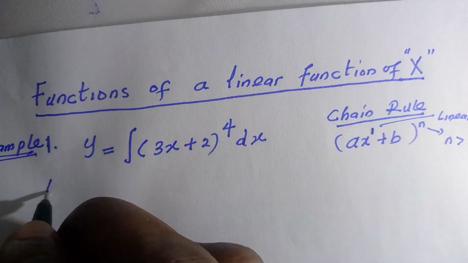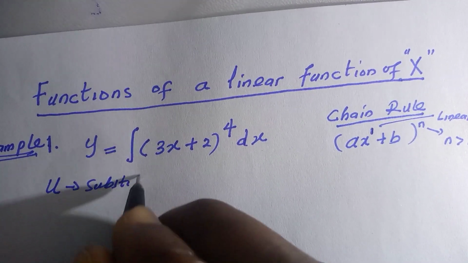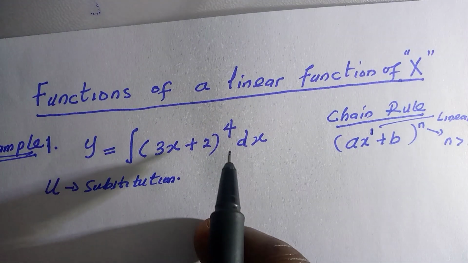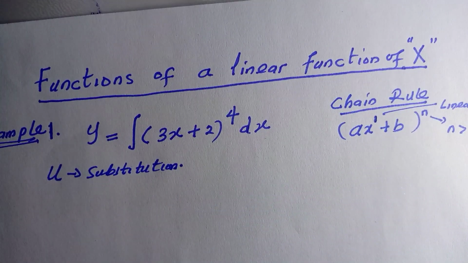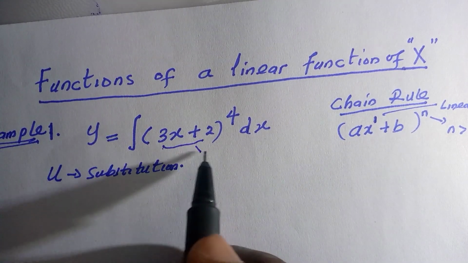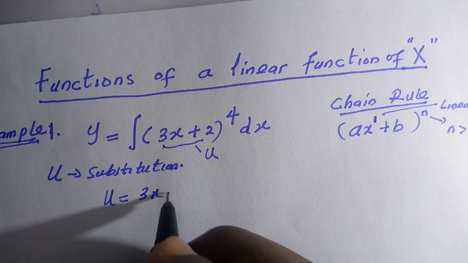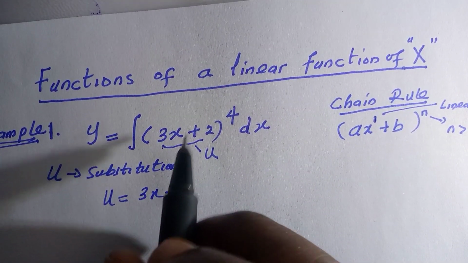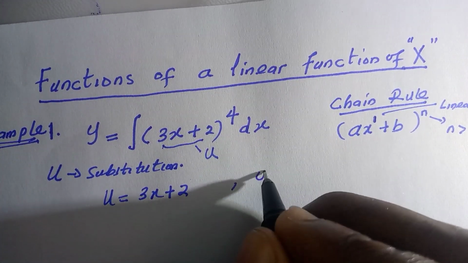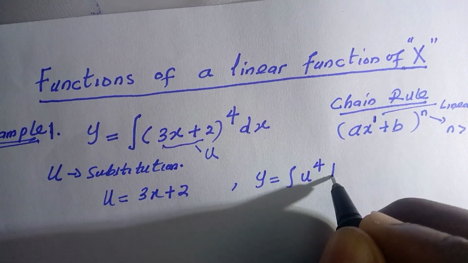What I call the U substitution is that we are going to let the entire bracket be the value of u. So by letting this 3x plus 2 be u, we have u equals 3x plus 2, and y becomes y equals the integral of u raised to power of 4 dx.